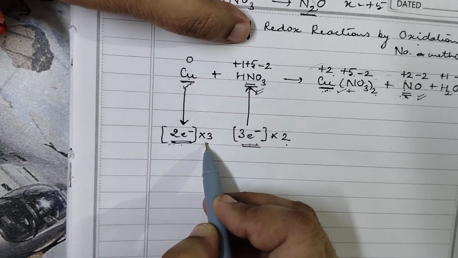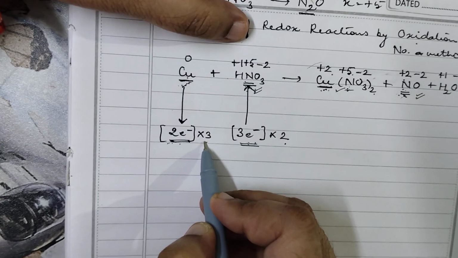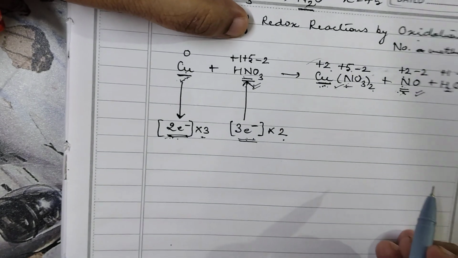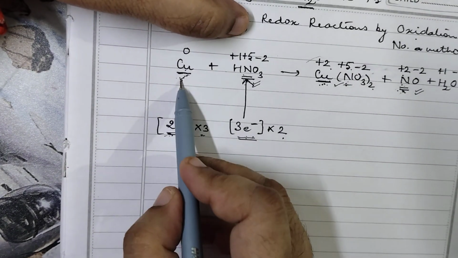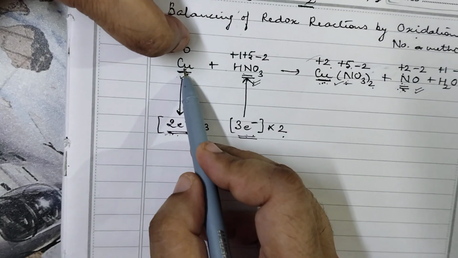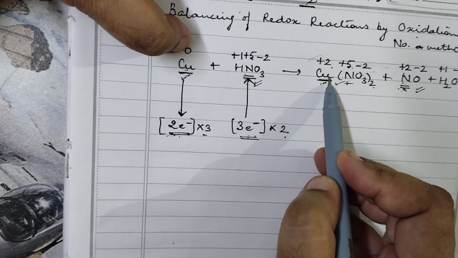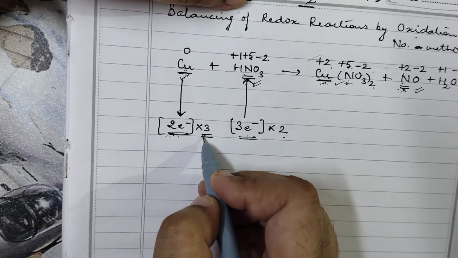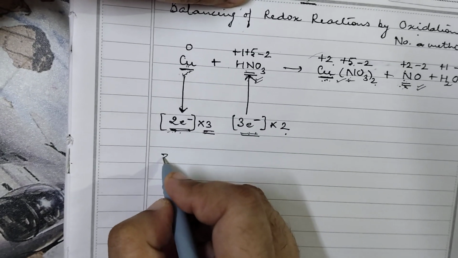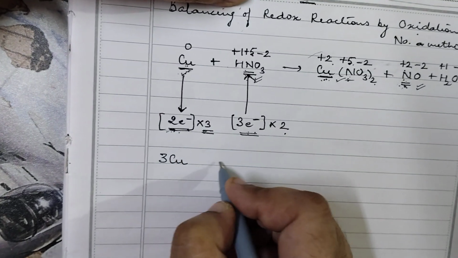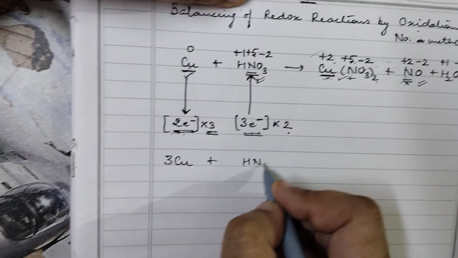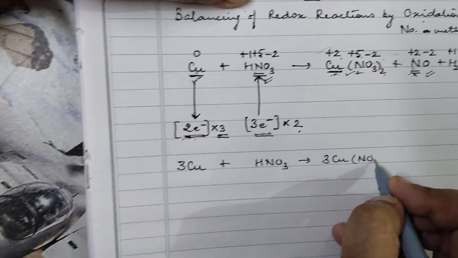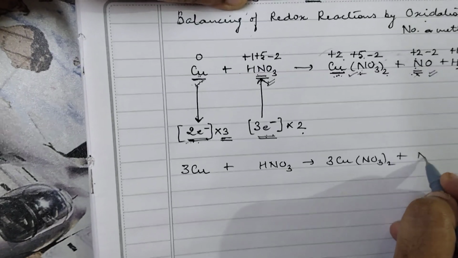So when you multiply this by 3, everything related to this arrow will be multiplied by 3. That is, this arrow is related to copper and this copper is related to this copper. So when you are multiplying this 2 electrons by 3, you will multiply this copper by 3 and this copper nitrate by 3, and the rest of the things will remain the same.